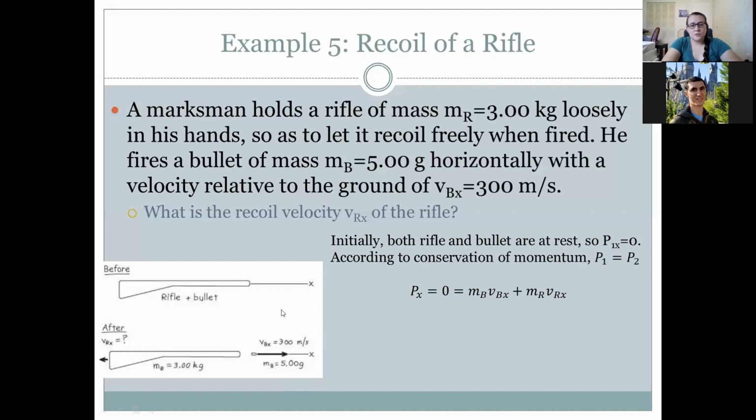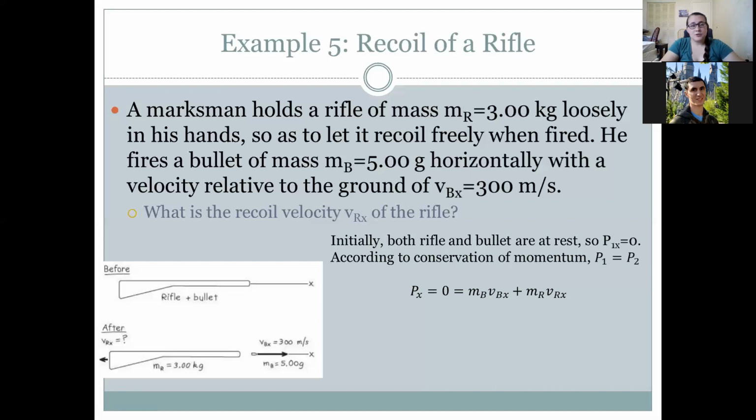And we're just concerned with the x direction here. We're not really paying attention to the bullet falling down at all. We're just looking at the x direction because that's what we have been asked to do in the problem, right? The recoil velocity in the x direction of the rifle. So our total momentum in the x direction is going to be 0 because if it's 0 before the separation, it'll be 0 after the separation.